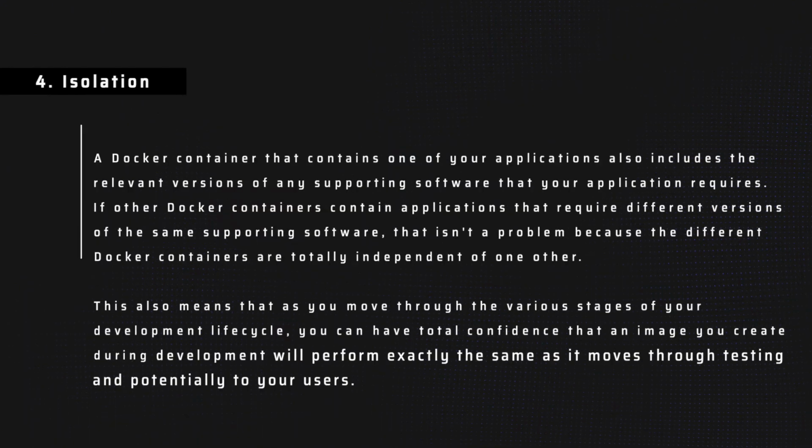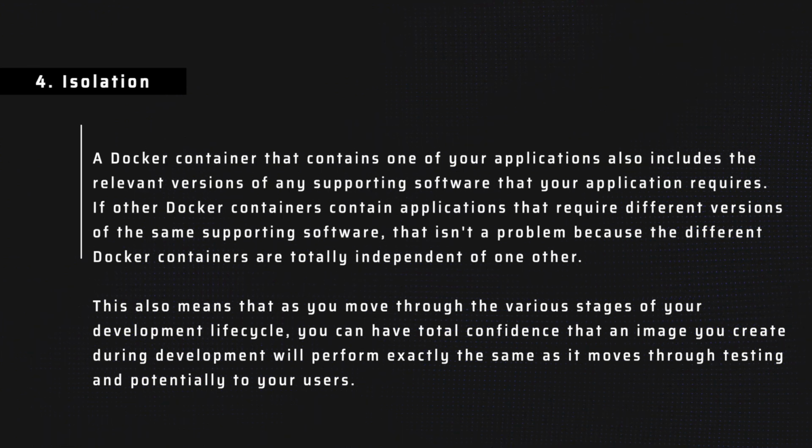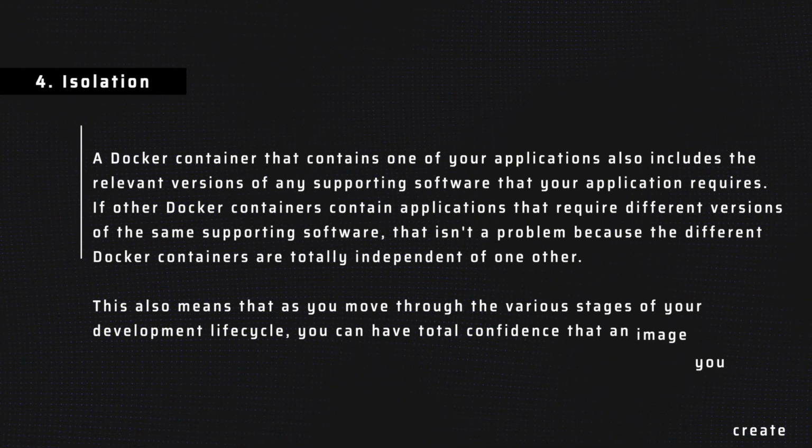The fourth benefit is isolation. A Docker container that contains one of your applications also includes the relevant versions of any supporting software that your application requires. If other Docker containers contain applications that require different versions of the same supporting software, that isn't a problem because the different Docker containers are totally independent of one another. This also means that as you move through various stages of your development lifecycle, you can have total confidence that an image that you create during development will perform exactly the same as it moves through your testing and potentially to your users.